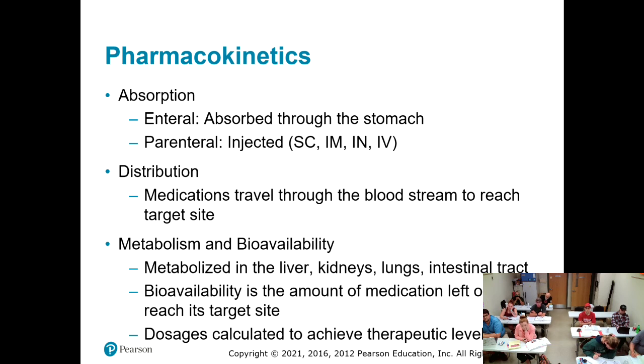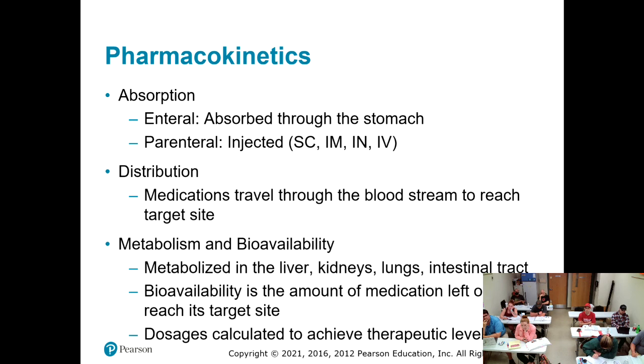Distribution. Medications travel into our bloodstream. They reach specific target sites, specific cells, and play an effect. Opioids target our opioid receptors. Albuterol targets our beta-2 receptors. Epinephrine targets our beta receptors and our alpha receptors. So it becomes distributed through the bloodstream into our target sites.